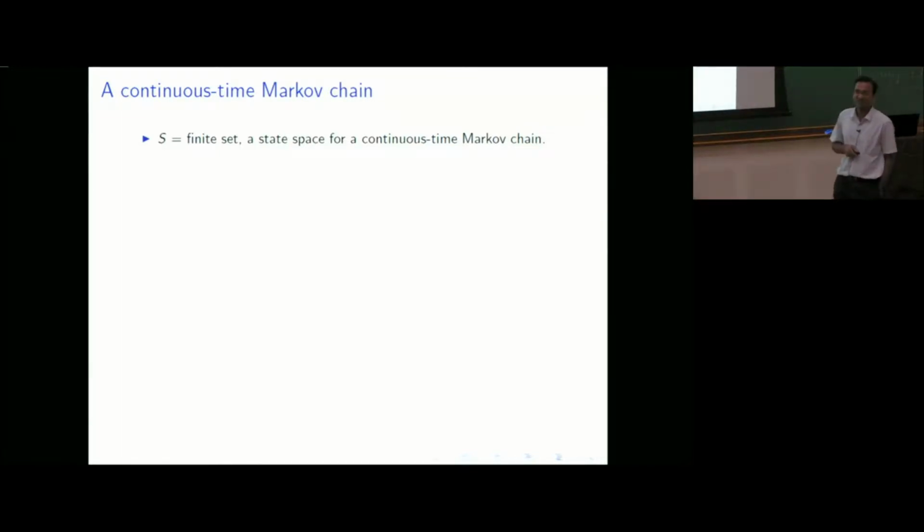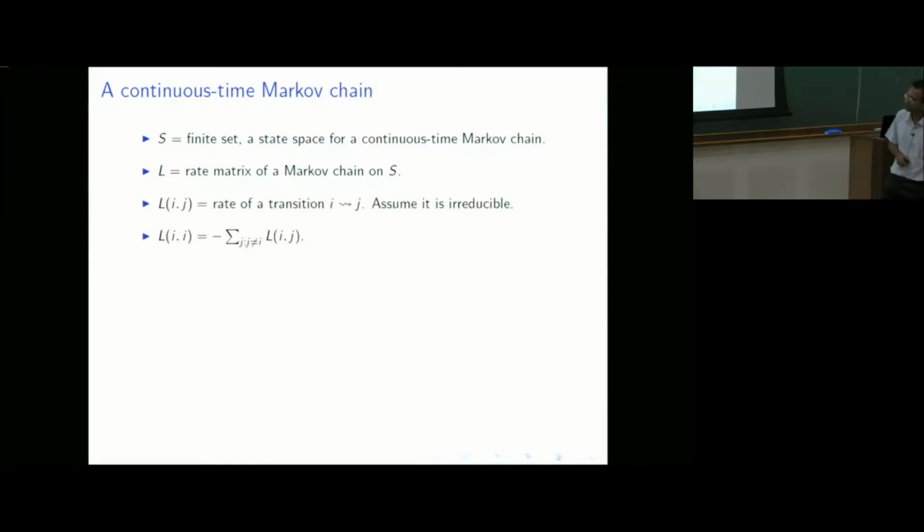So let S be a finite set. It's going to be the state space of a continuous time Markov chain. Let L be the rate matrix of this Markov chain that I will describe, which is operating on the state space S. So L_ij, the ijth entry of this rate matrix, is going to be the rate for the transition from i to j. We'll assume that this L is irreducible, the Markov chain is irreducible.